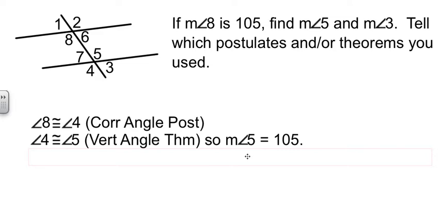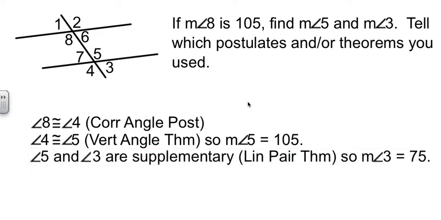Now that I know 5, I can find 3. 5 and 3 are supplementary. That's what the linear pair theorem told us. I believe that one was theorem 2.3, the supplements theorem was the other name we had for it. So since this is 105 at angle 5, that leaves 75 for angle 3.